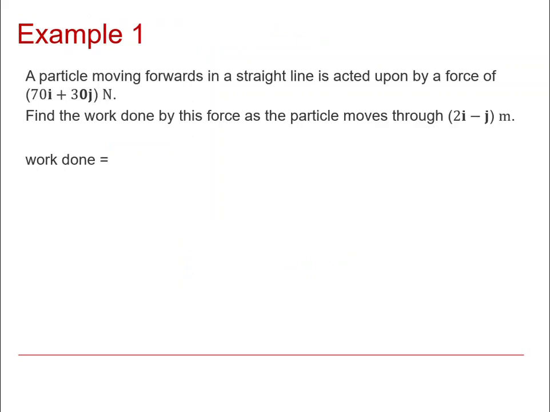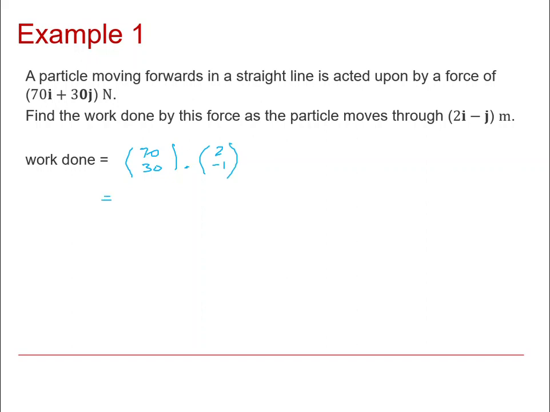Well, let's take a particular application of what we've been saying. A particle moves forwards on a straight line and it's acted upon by a force. And that force in a column will be 70, 30. Find the work done as the displacement is 2i minus j. Well, it will just be the scalar product of 70, 30. The scalar product is indicated always by a dot, 2, minus 1.